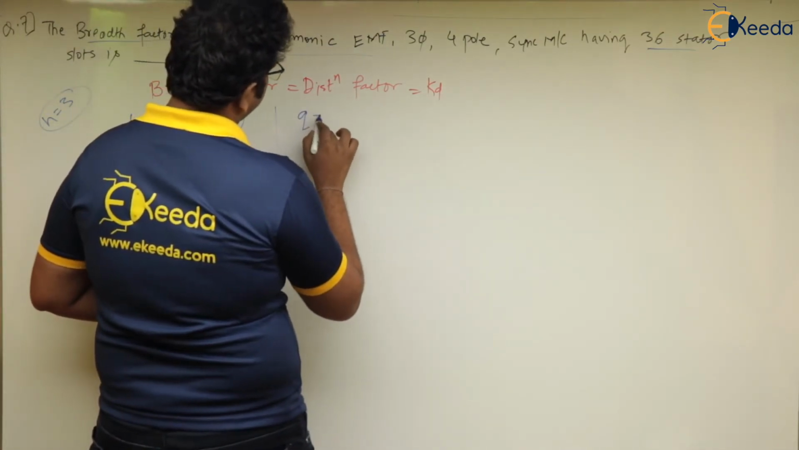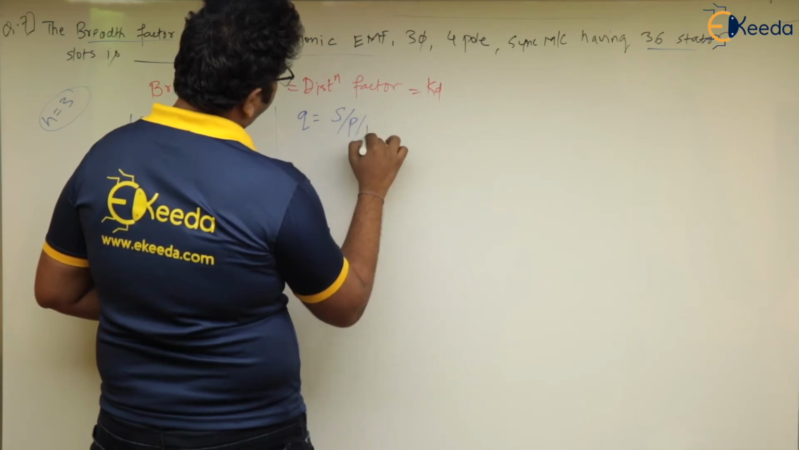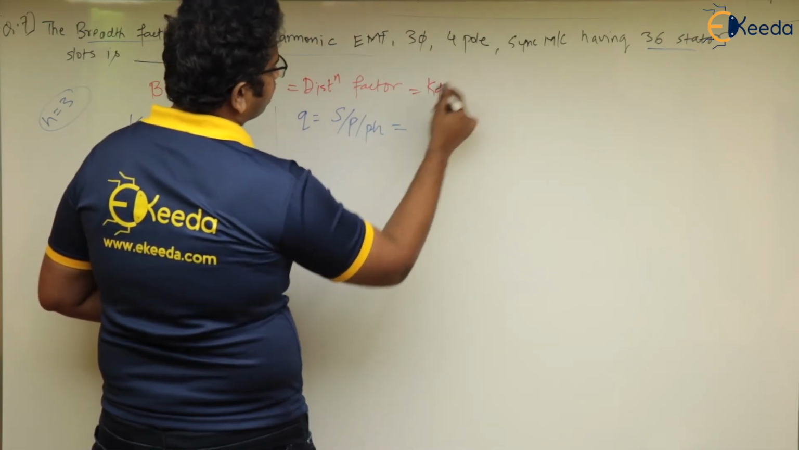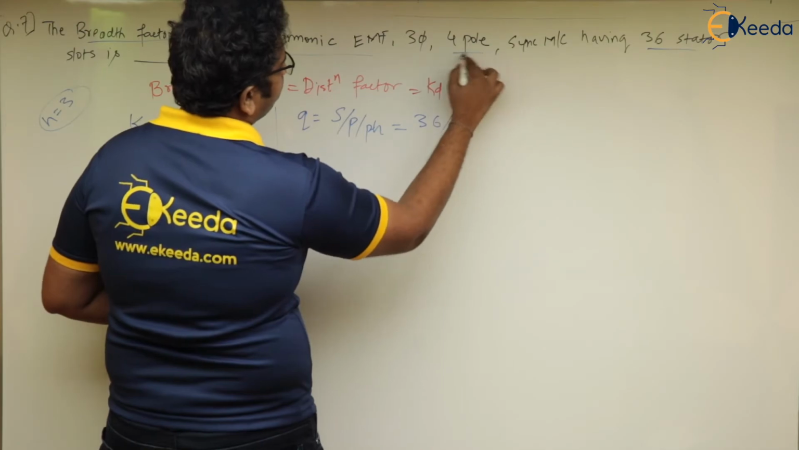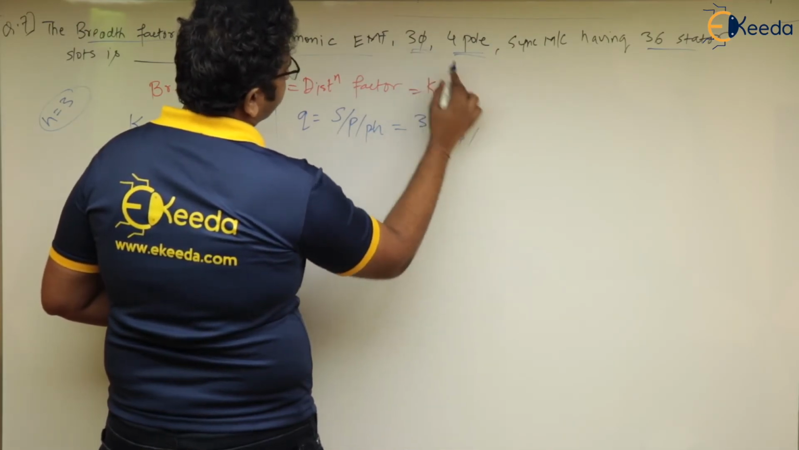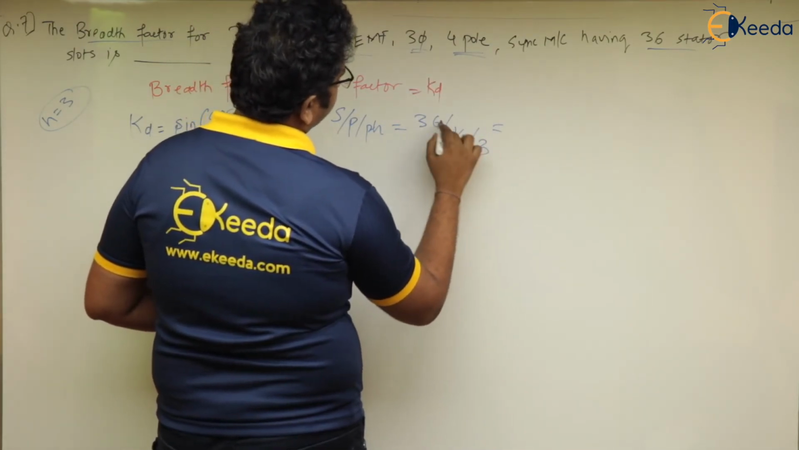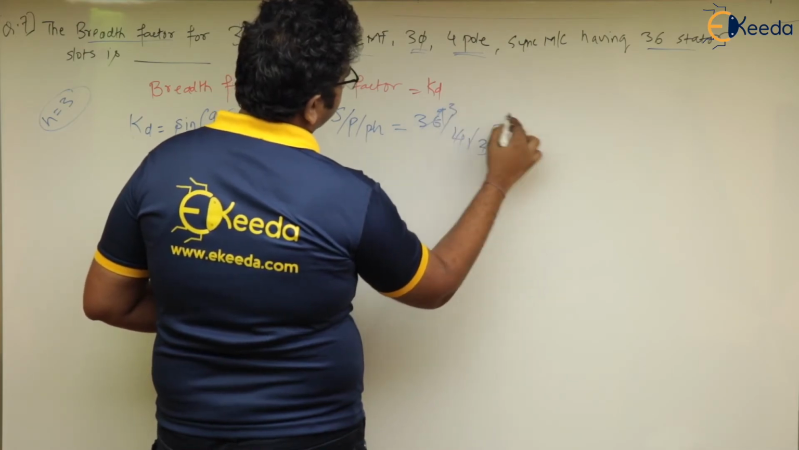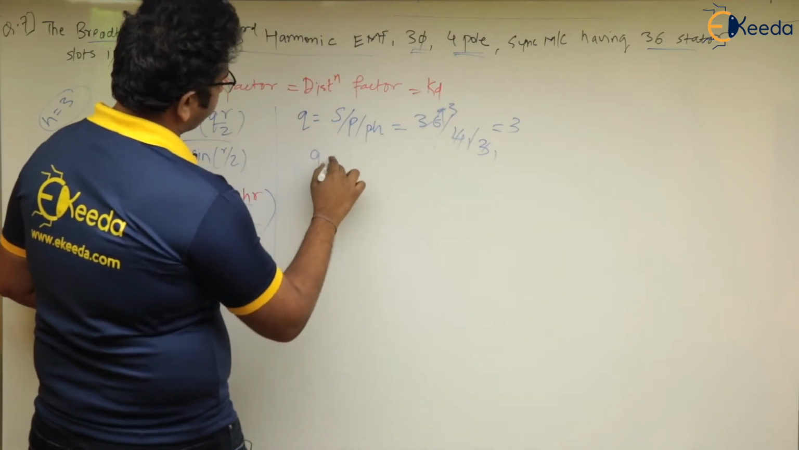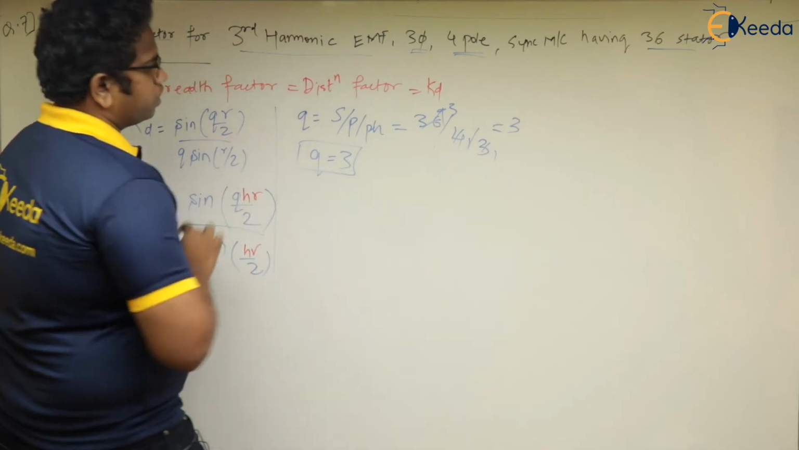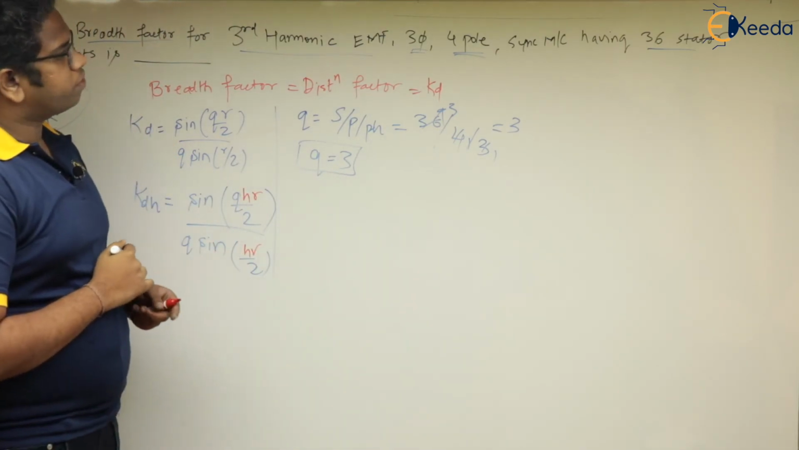What is q? Q is nothing but slots per pole per phase. How many slots are there? 36 slots. Per pole, how many poles are there? 4. Per phase, how many phases are there? 3 phases. 4 1s are 4, 4 9s are 36, 3 1s are 3, 3 3s are 9. So Q is equal to 3. Is it simple? Yes. Q is equal to 3.